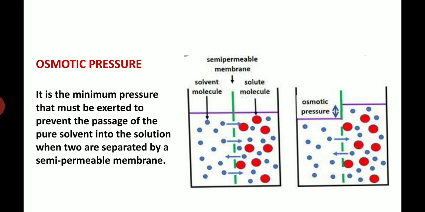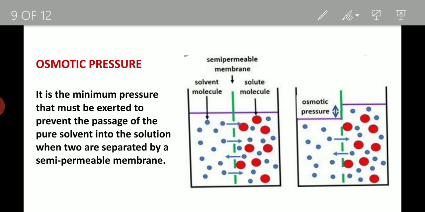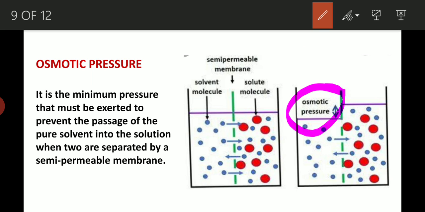Okay. Now, what is osmotic pressure? Osmotic pressure is the minimum pressure that must be exerted so as to prevent the passage of the pure solvent into the solution when the two are separated by a semi-permeable membrane. So, it is basically the minimum pressure which the solution is applying. Why? So as to prevent the passage of the pure solvent into the solution.